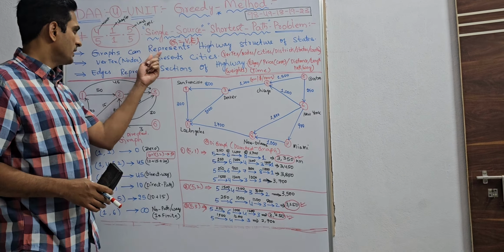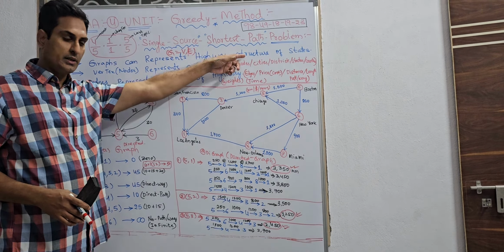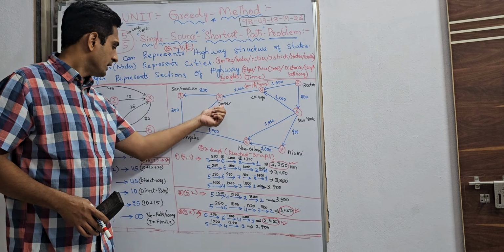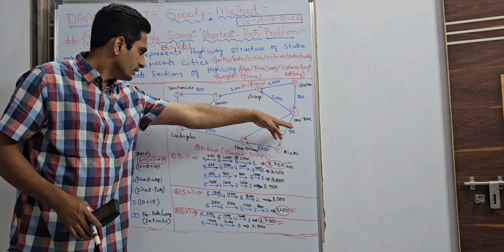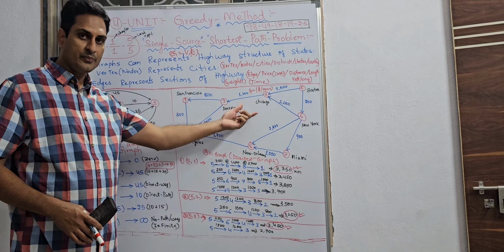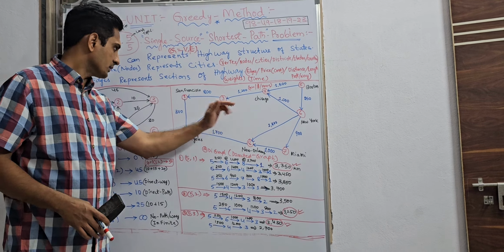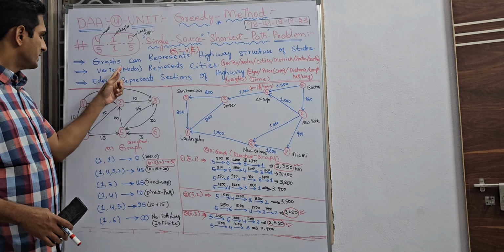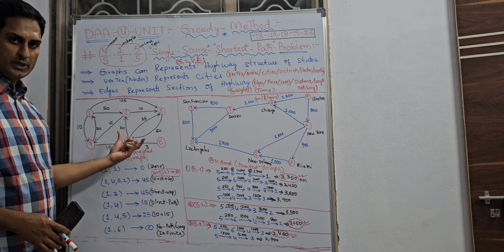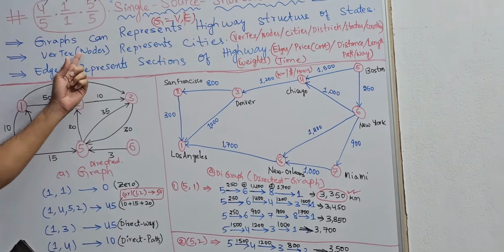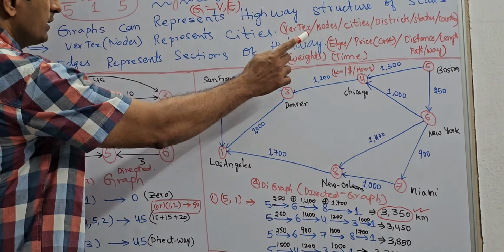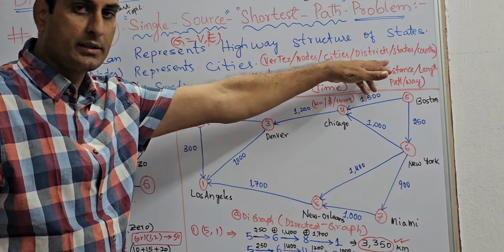Now coming to the topic, the single source shortest path problem. Here a graph can be represented with highway structures. Generally, if you go for Los Angeles, San Francisco, Denver, Chicago, New York, any other cities or states, from one state to another state we need to find the shortest path. Here vertices mean nodes. In this diagram, there are 6 nodes. Vertices represent cities, or some states or districts or countries.